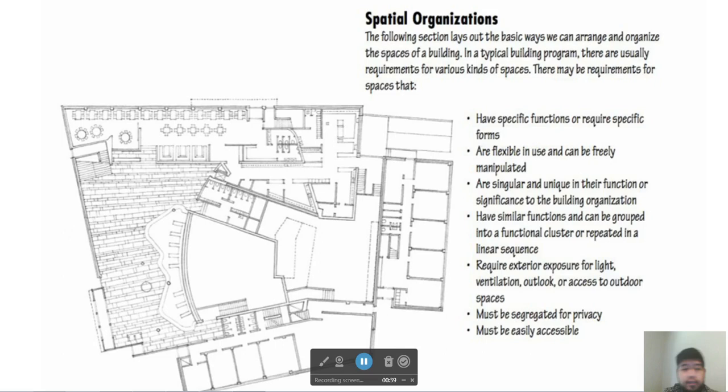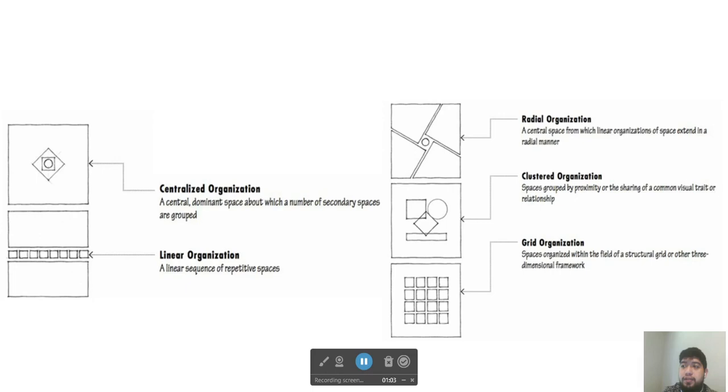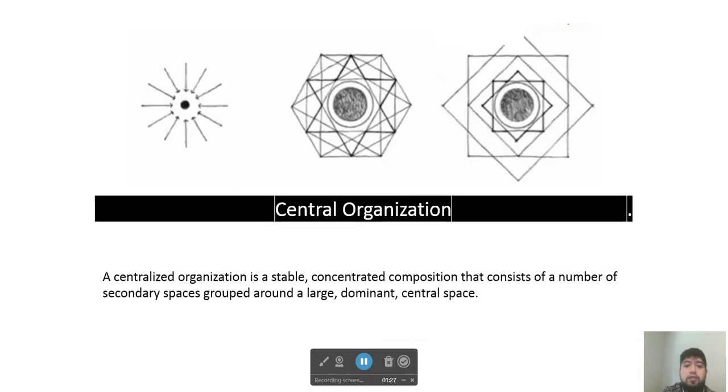So these are some of the ways that we can start organizing our space. We already talked about what spaces are. Spaces can be adjoining, can be a space within a space, can have a common space area. So we understood that, but now let's organize the spaces. There are five that we're going to be talking about: centralized, linear, radial, clustered, and grid organization. Let's start with centralized organization.